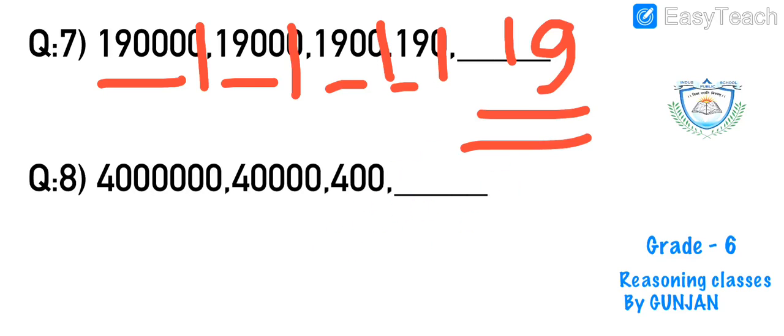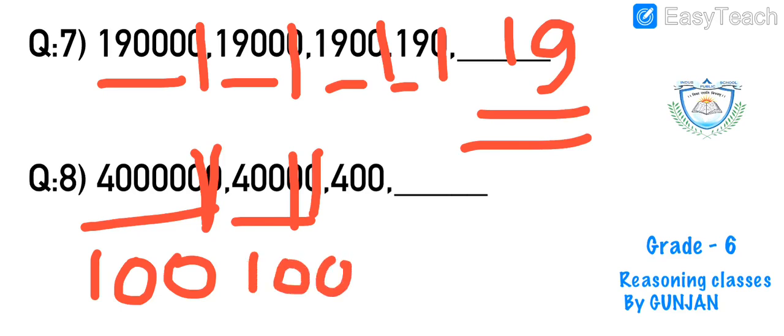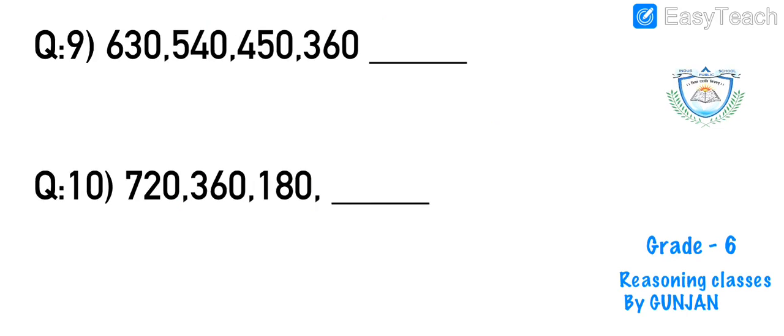Let's try out. How many zeros are there? 6, right? And how many zeros are there in this? Only 4. That means a difference of 2 zeros. That means if we divide it by 100, what do we get? 40,000. Again, if I cancel 2 zeros, what will I get? 400. Again, we are dividing it by 100. Now, in order to find out the answer, what we have to do? Divide it by 100 or cancel the 2 zeros. Your answer will be 4. Yes, you got it. Let's move ahead.